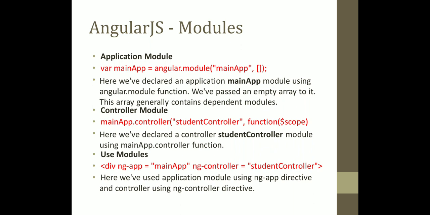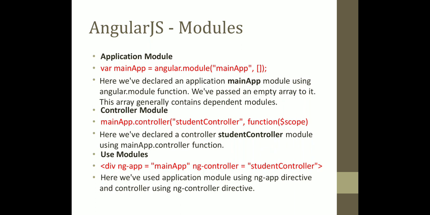Then the second part is the controller module. The controller module is created with main app dot controller. In that we are adding another controller like student controller and function $scope. So we have created a controller module here. The first was the application module that we declared with the Angular module function, and the other is actually a controller.